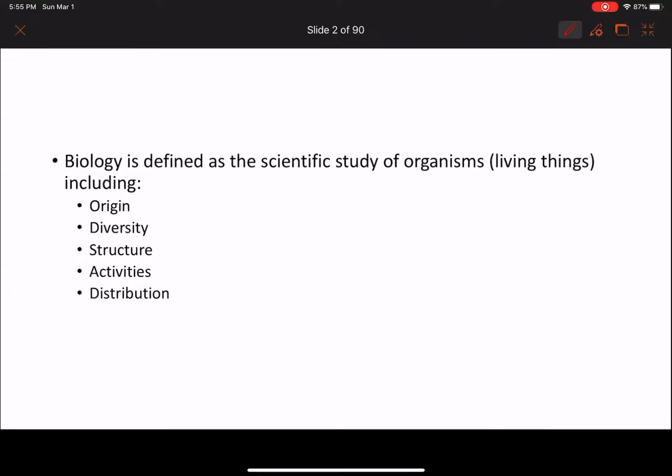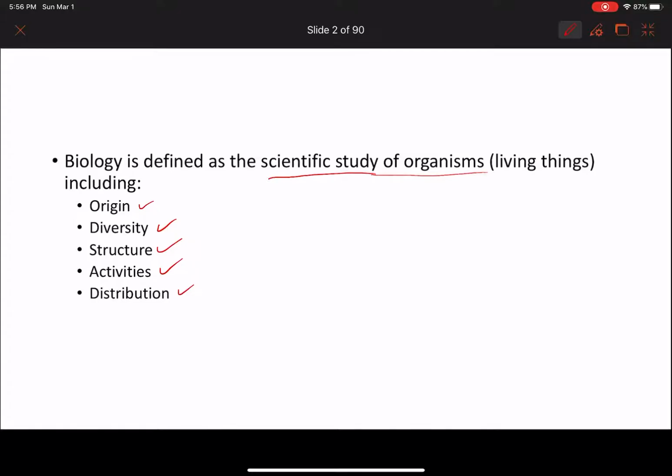Biology is defined as the scientific study of organisms, which is living things. Of course, this will include origin, the location, where does this microorganism come from? Diversity, is it diverse or is it like a single species? Structure, how is the structure of this microorganism? How does it look like? Activities, how active is this microorganism? And at the end, distribution. Where is this microorganism distributed?